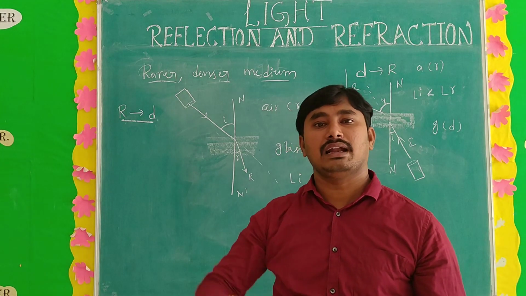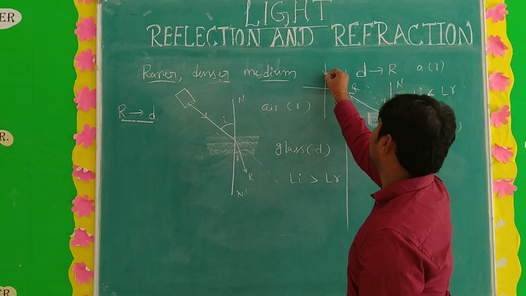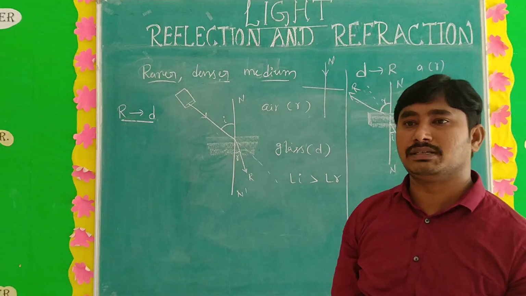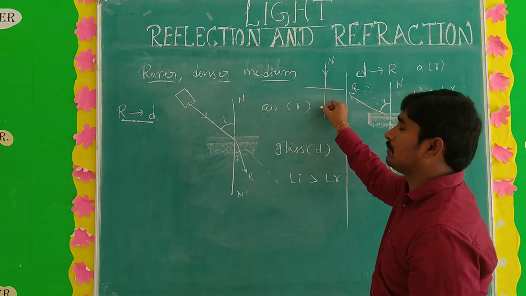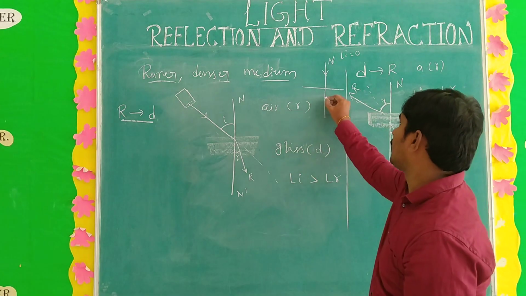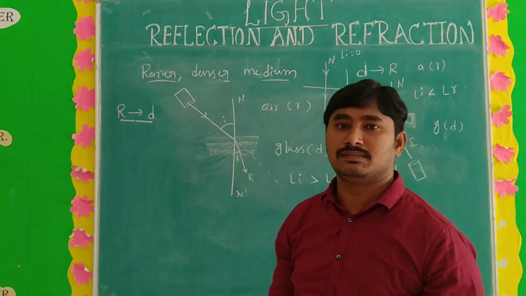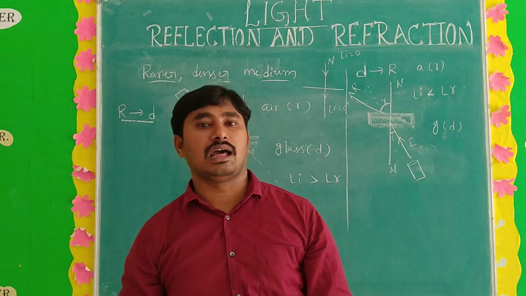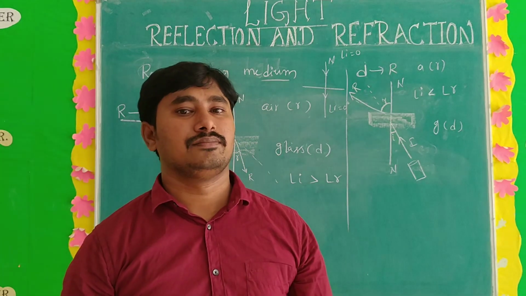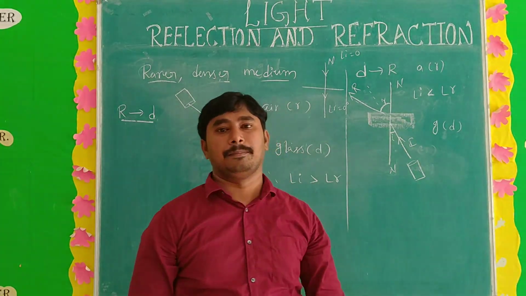In case the light ray travels along the normal, what are your observations? When the light ray travels along the normal, the angle i is equal to 0. Then automatically the angle r is also 0, which means there is no change. It travels along the normal only. Understand, students? These three conditions are very important: rarer to denser, denser to rarer, and along the normal.